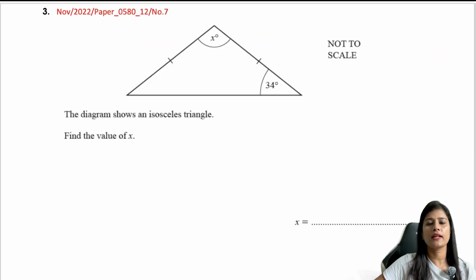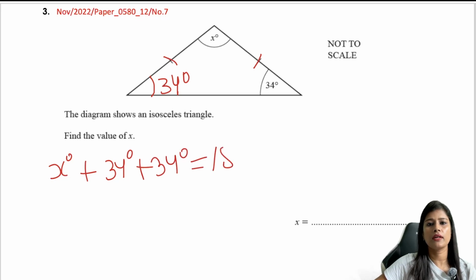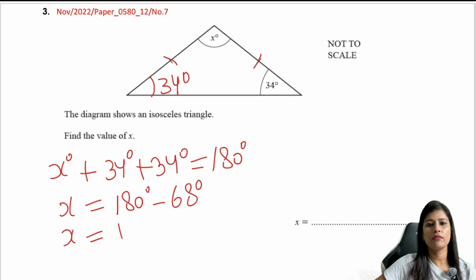Question number 3: the diagram shows an isosceles triangle. Find the value of x. So this one is an isosceles triangle. These two sides are equal, and the base angles should be the same. So this angle will be 34 degrees. Now in a triangle, we know all the angles add up to 180 degrees. So x plus 34 degrees plus 34 degrees should be 180 degrees. So x will be 180 degrees minus 68 degrees. So the value of x will be 112 degrees.